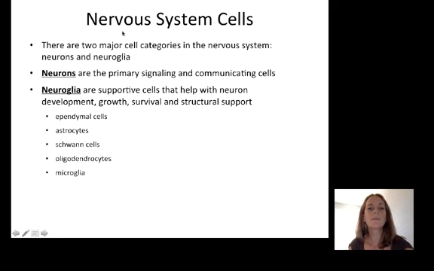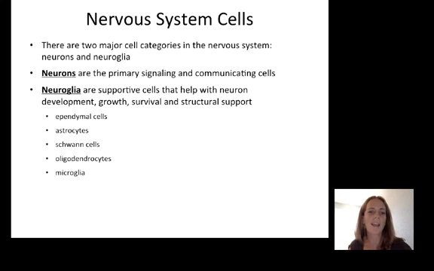Okay, so we also need to review nervous system cells. There are two major cell categories in the nervous system: neurons and glia. Now, the technical term for glia is neuroglia, but most of us just refer to them as glia. So neurons are the primary signaling and communicating cells. We are going to spend most of our lectures talking about neurons, but I want you to know that there are also glia. And the research currently is looking more and more into the roles of glia, which are becoming super fascinating and much more than we previously thought glia could do.